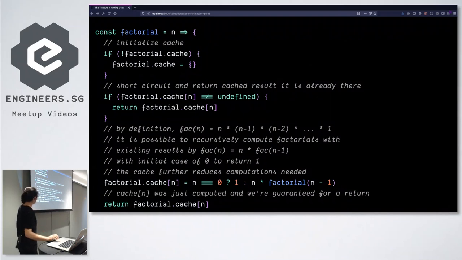And then on the actual computation step, it first tells us what the definition is, hinting to us that we can treat that as a given. And then it tells us that it is possible to recursively compute factorials with existing results by doing this. If we understand the definition of the factorial, this should not be too hard to understand. Then it tells us about the initial case, which is what we do when we write a recursive function. Eventually it tells us that, in order to reduce computations, we're caching them. And before it returns, it tells us why we're guaranteed a return.